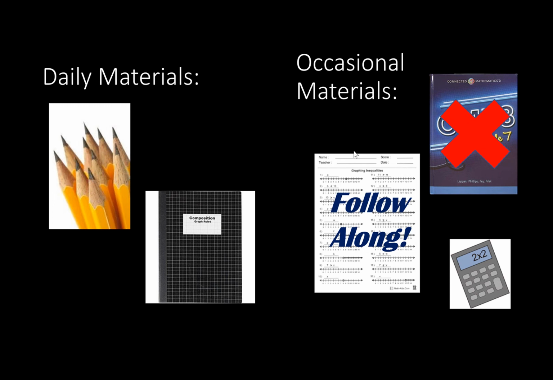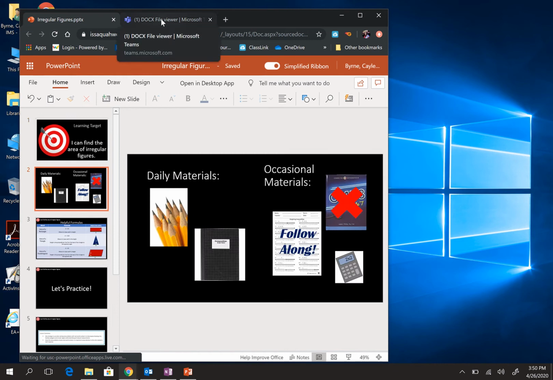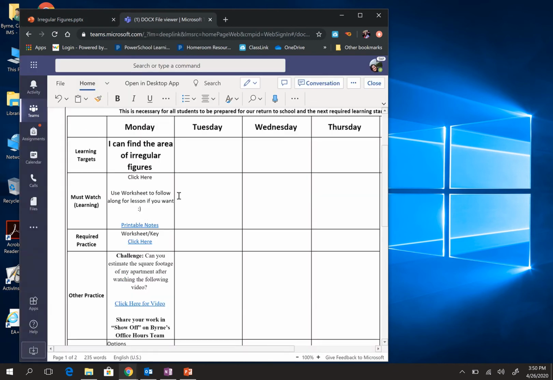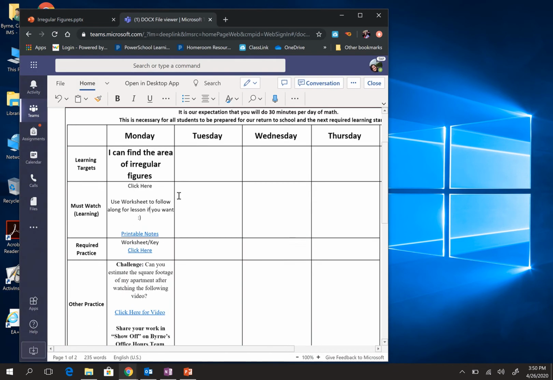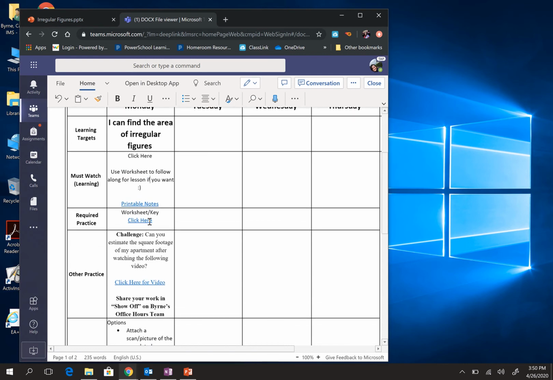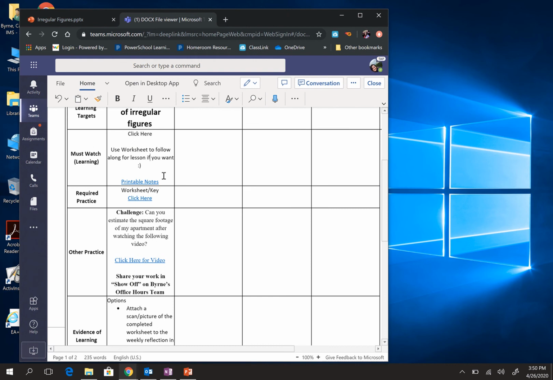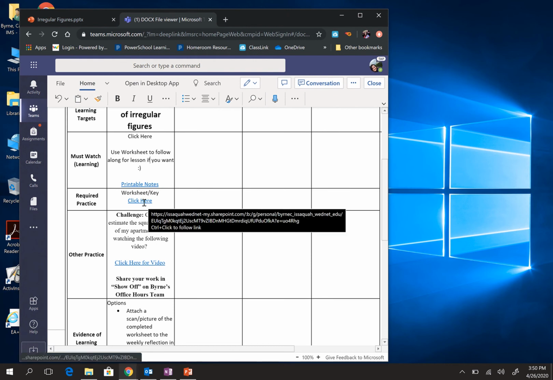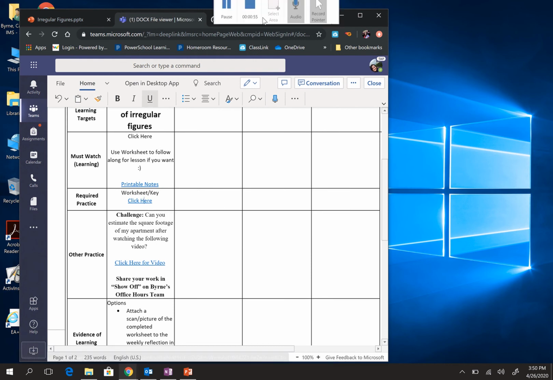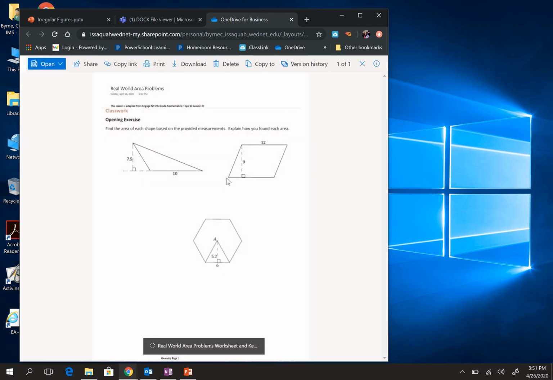I'm going to really quickly show you how to find the worksheet. If you go to my website and go to today's date, this document will be there. It should be more complete than this, but for Monday, you're going to click on the worksheet right here. And this PDF should open.